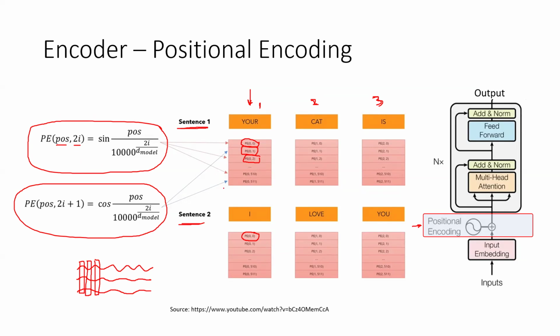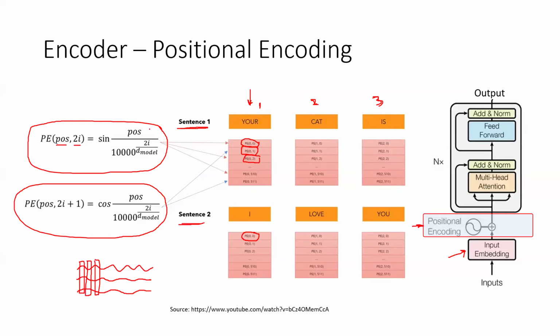Which is this vector, and you have to add it to the input embedding vector, so that the positional information is also added to the input embedding. Right? If you are using the pure input embedding, this transformer model would not know whether this word is the first word or the second word or the third word. Right?